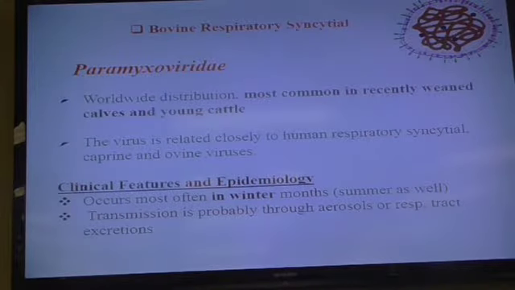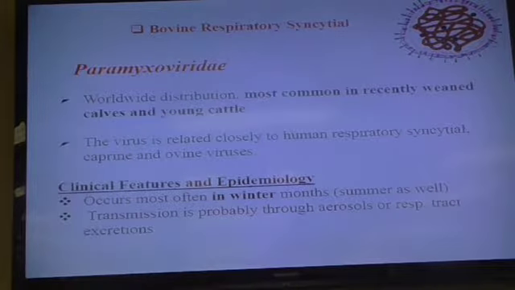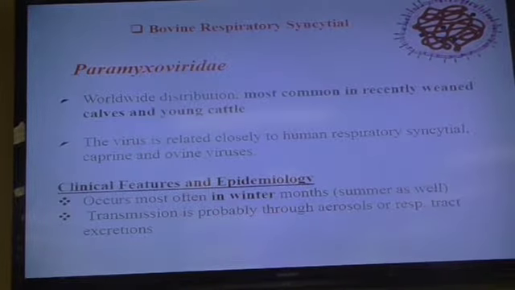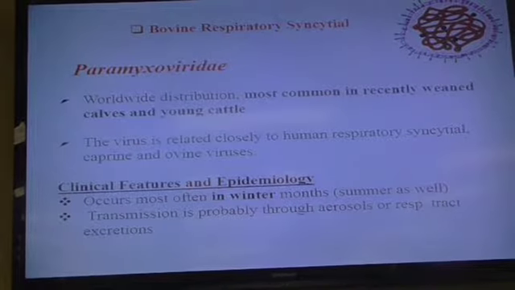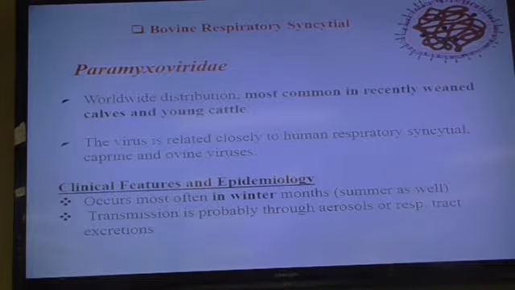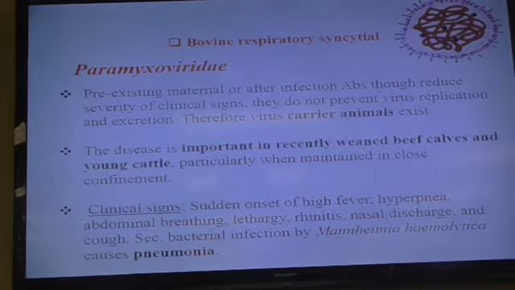It's most common in recently weaned cows and young cattle. Being a respiratory disease, there are two things to consider when respiratory disease is involved. One is the season. Winter is usually associated with more respiratory disease, and obviously crowding is also associated with respiratory diseases.